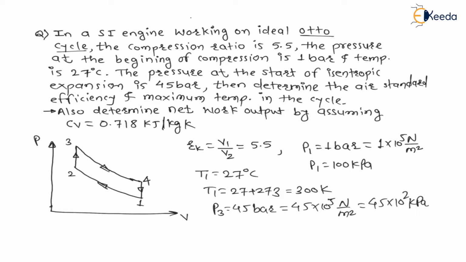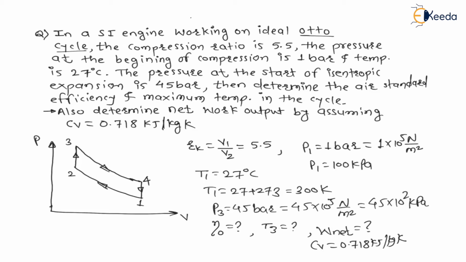Here the question is to find the air standard efficiency of the Otto cycle and the maximum temperature in the cycle, that is T3. Whenever pressure is maximum, there is a maximum temperature in the cycle. Therefore the question is to find T3. Also we have to find the net work output from the cycle, and provided Cv, specific heat at constant volume, is equal to 0.7187 kilojoule per kg Kelvin. This is the given data.